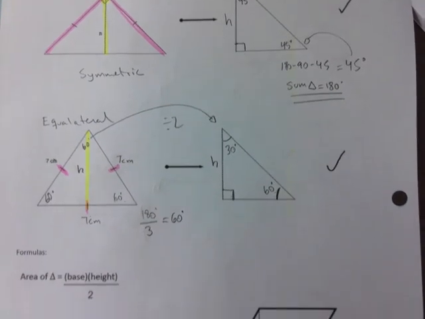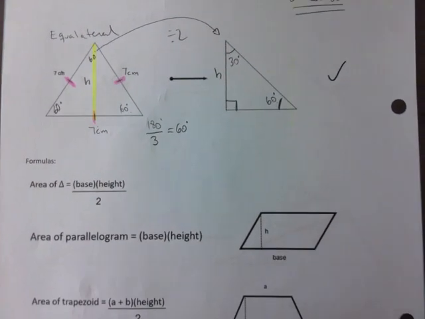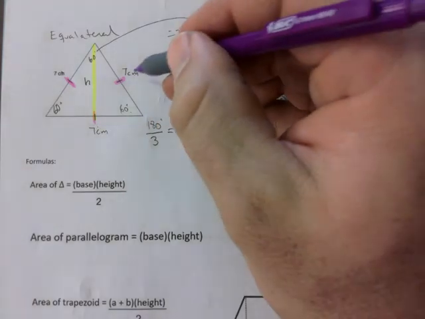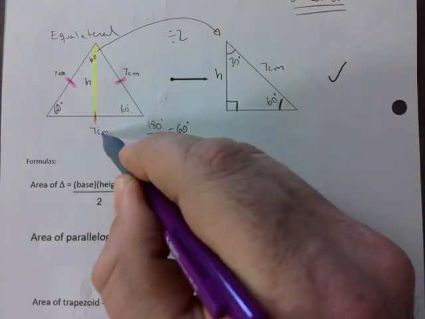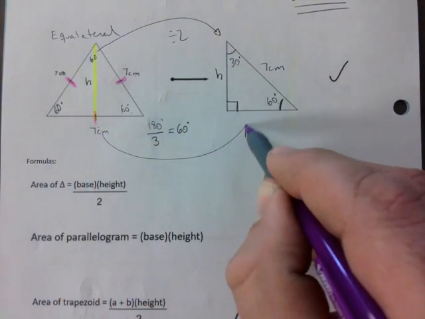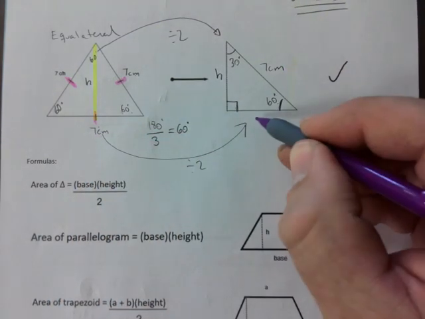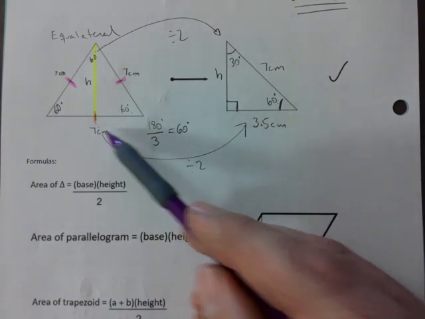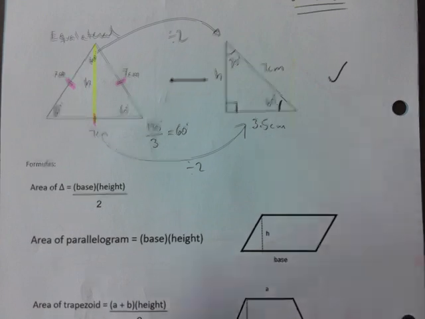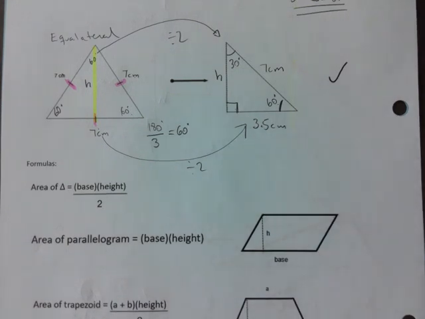Okay, so there we go. Oh, there's one more thing that we could have added, or actually two things. 7 centimeters comes over, and the 7 here gets split in half to 3.5 centimeters. Okay, we can split that in half because it's symmetric. Sorry, I should have added all of that too.